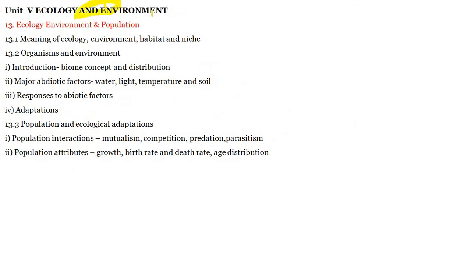Unit 5, ecology and the environment. Ecology, environment and population. Meaning of ecology, environment, habitat and niche, and the organisms and the environment. Introduction, biome concept and distribution. Major abiotic factors: water, light, temperature and soil. Responses to abiotic factors. Adaptations, the population and ecological adaptations.